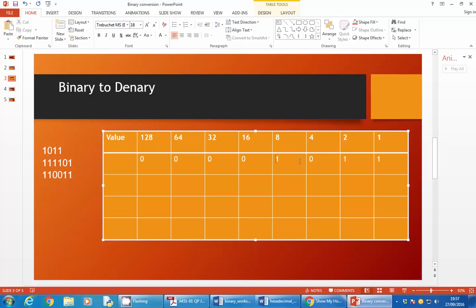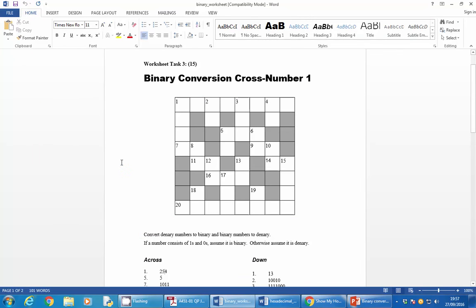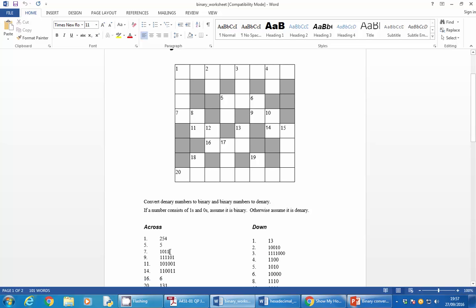We now look where the 1's are. So there's a 1 under the 8's column, and there's a 1 under the 2's column, there's a 1 under the 1's column. We add these numbers up and we should get the Denary value. So 8 plus 2 is 10, plus 1 is 11. Okay, so going back to this, this number 7 across is 11.